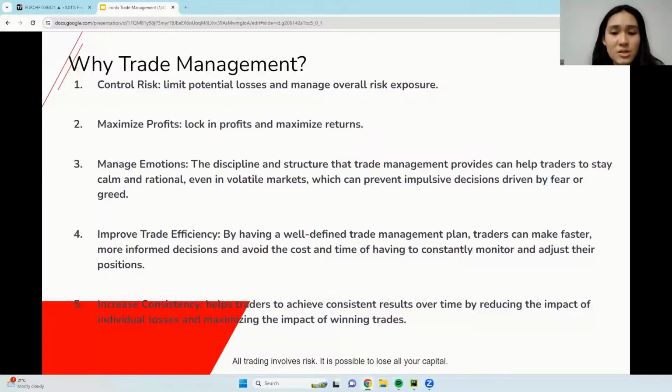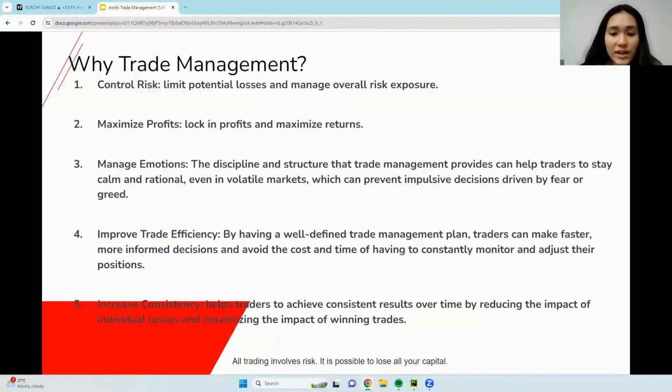Thirdly, manage emotions. The discipline and structure that a proper trade management strategy provides can help traders to stay calm and rational even in very volatile markets, which can prevent impulsive decisions driven by fear or greed. Fourth, improve trade efficiency.